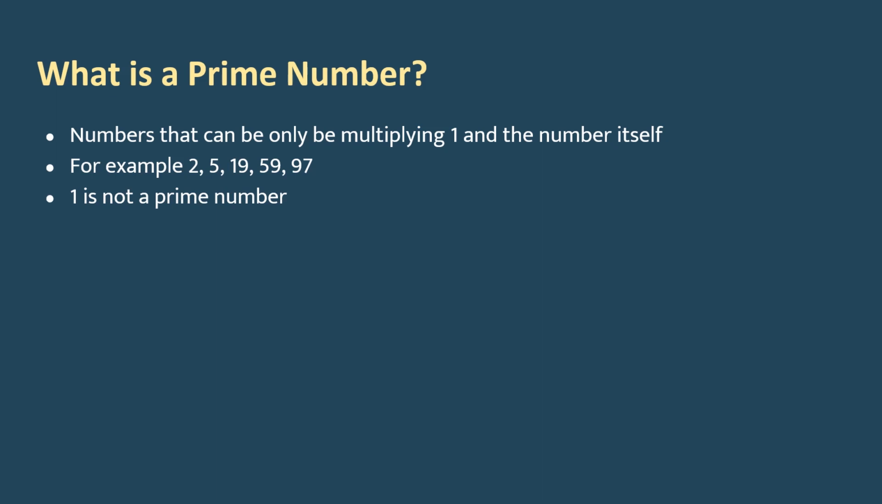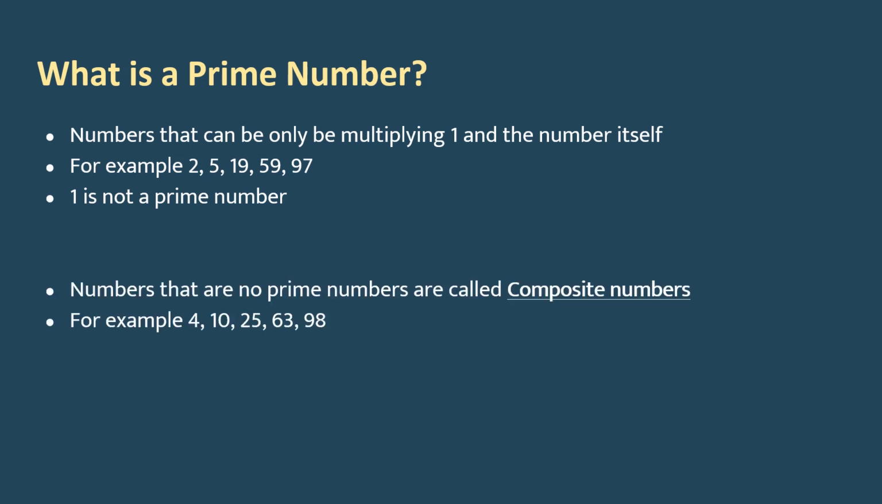We need to take note that the number 1 is not a prime number. Any number that is not a prime number is known as a composite number. Examples are 4, 10, 25, 63, and 98. This is because they have more than one factor. For example, 4 can be formed by taking 2 times 2 and 1 times 4.